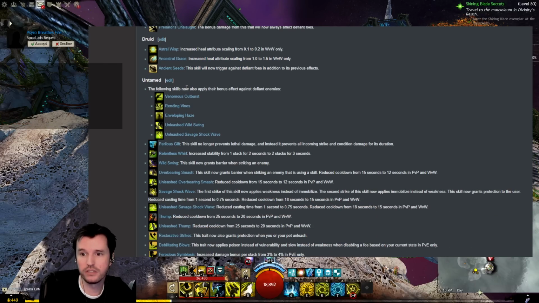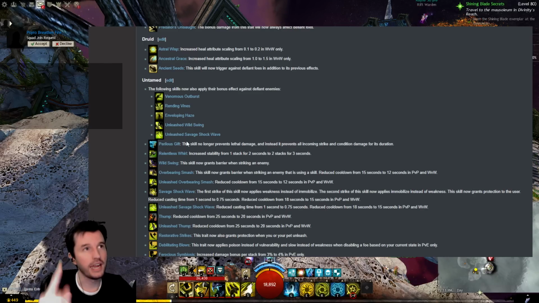Untamed. The following skills will now apply their bonuses against defiant enemies: Venomous Outburst, Rending Vines, Enveloping Haze, Unleashed Wild Swing, and Unleashed Savage Shockwave. Perilous Gift. They talked about this briefly. This is the healing skill that is specifically for the Untamed. It's not good, and I don't know of any Untamed build in any game mode that uses it. It basically makes you unkillable, but for a couple seconds, and it hardly does any healing. So you're like, I can't die. Now I'm dead.